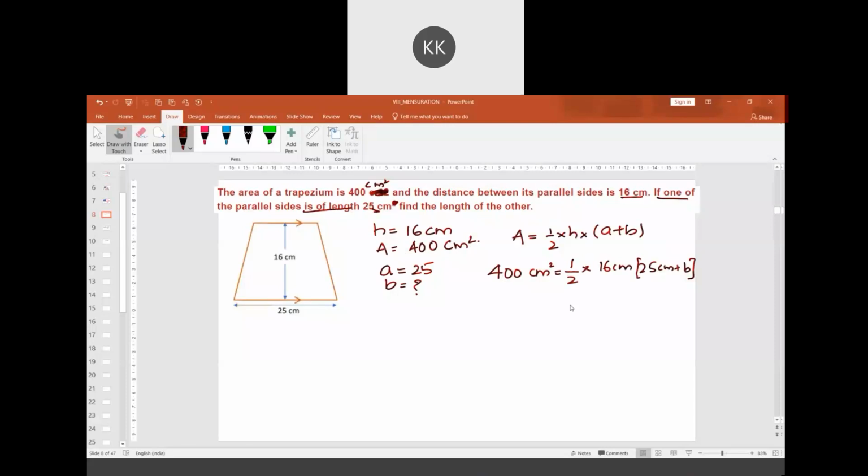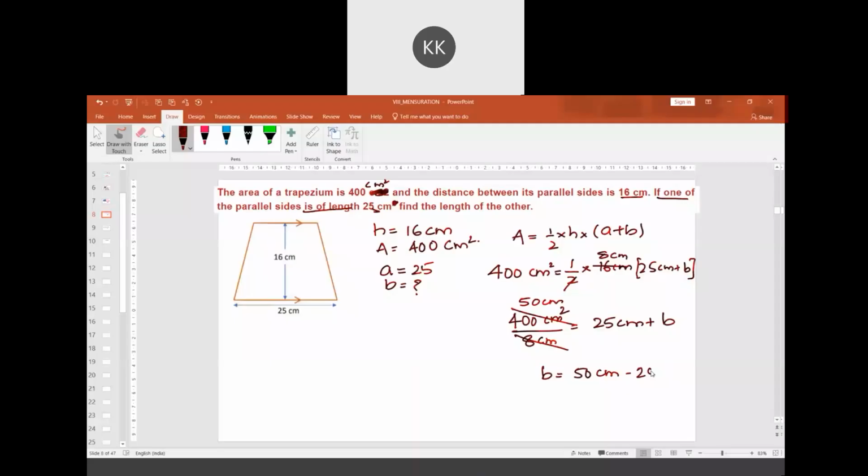Here we can cancel this out 8 times. So 8 multiplied by 5 will be 40. So when I bring this 8 centimeter down, they get cancelled. In the right hand side, it will be 25 centimeter added to b. So when we cancel this out, it is 50 centimeter. So b value will be 50 centimeter minus 25 centimeter. So b is 25 centimeter.